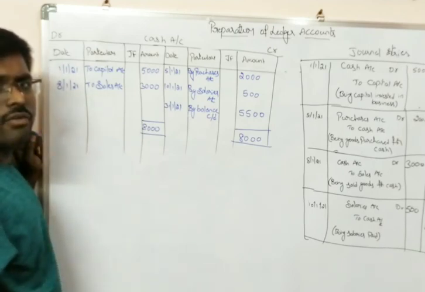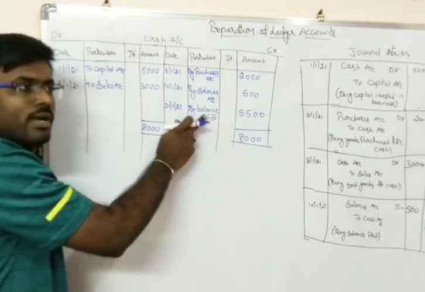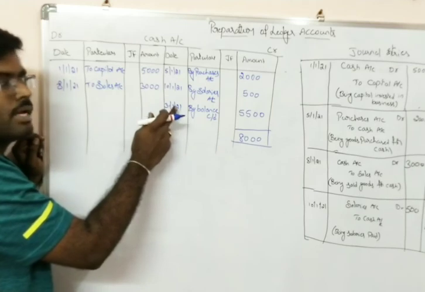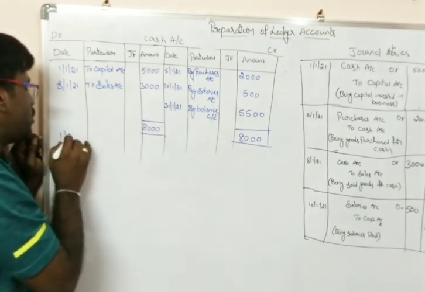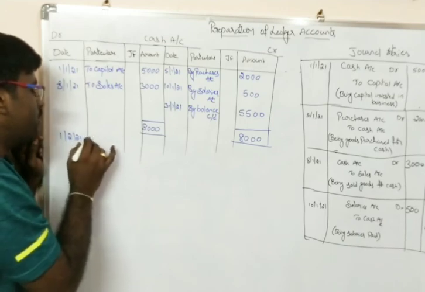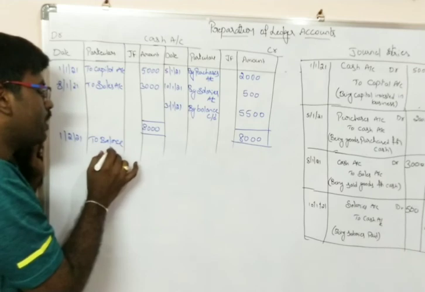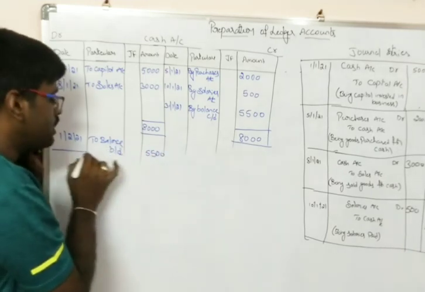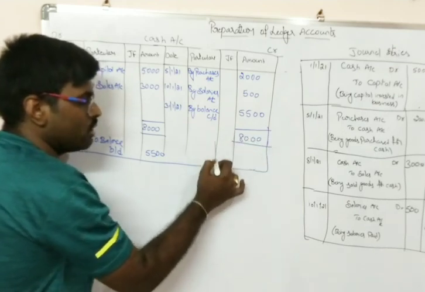There is one more condition: whatever carried down amount we have should be written as brought down on the opposite side for the next time period. Here we are closing on 31st January, so on 1/2/2021 we write "To balance brought down", the same 5,500. This is how we prepare the ledger accounts.